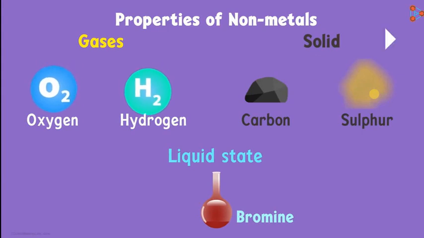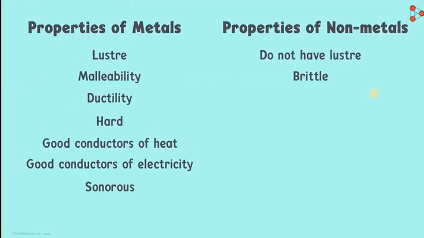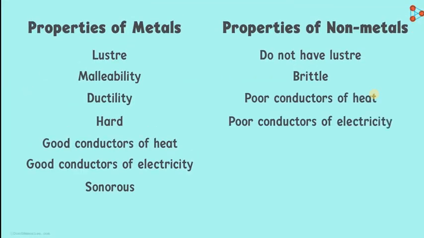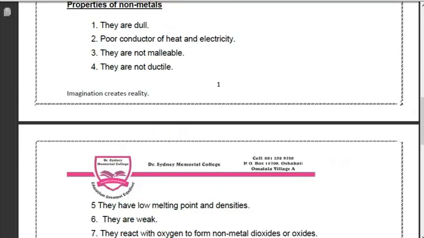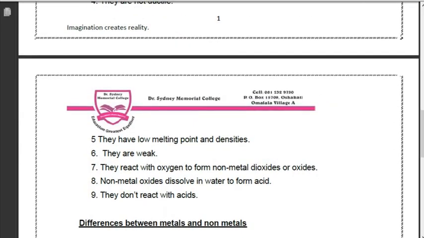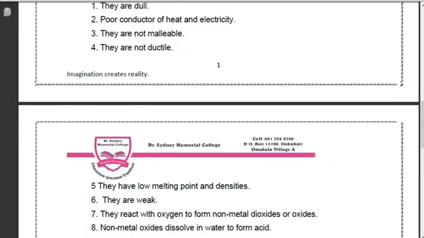So if we continue with this video, we'll see different properties of nonmetals. We'll find that nonmetals are poor conductors of heat. They are poor conductors of electricity. They are non-sonorous, right? So like I said under the objectives of the lesson, we are going to have a comparison of the properties of metals and those of nonmetals. We can also see here on your PDF that I've given you several properties of those nonmetals.